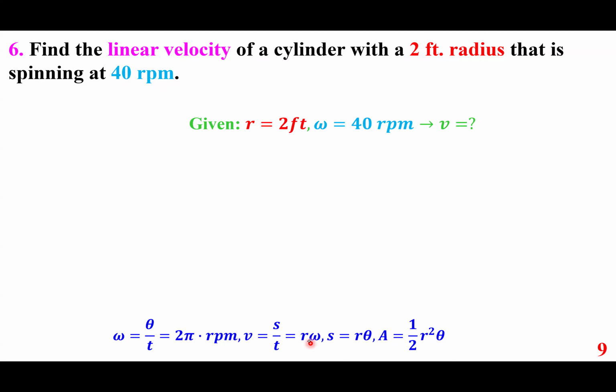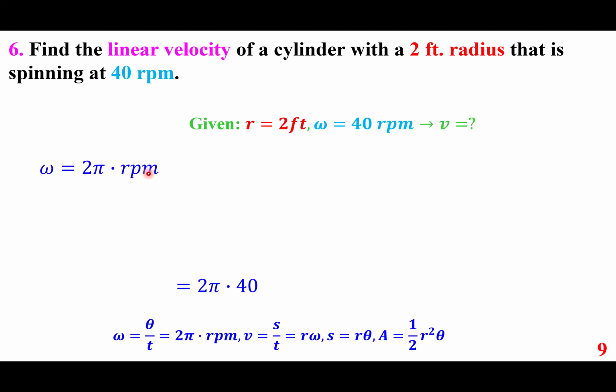We know V is R omega, but before that, omega is 2 pi times RPM. Remember, RPM is revolutions per minute, so you have to change it. So 2 pi times 40. It's 2 pi times RPM or RPS or RPH, depending on the unit. Could be revolutions per minute, revolutions per second. This last one, in this case, is minutes. Could be seconds, could be hours.